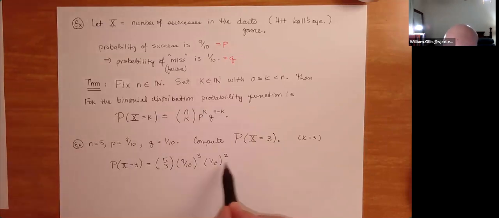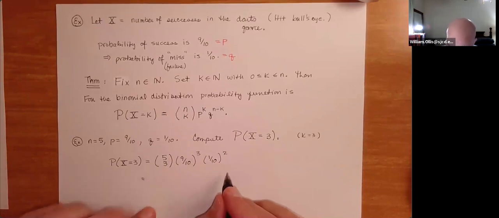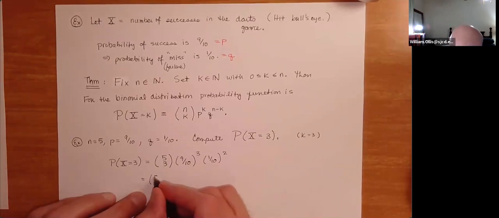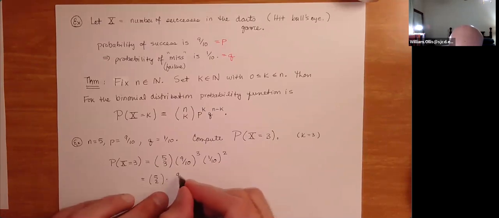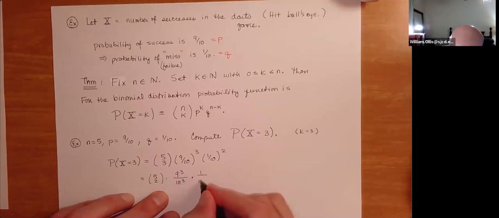So now, boom, there it is right there. That's the probability right there. So let's just see what we get. Just work it down a little bit. Now, of course, 5 choose 3 is 5 choose 2 because we're lazy. Right there. And then, of course, we get 9 to the third over 10 to the third. And then, of course, here we get 10 squared.